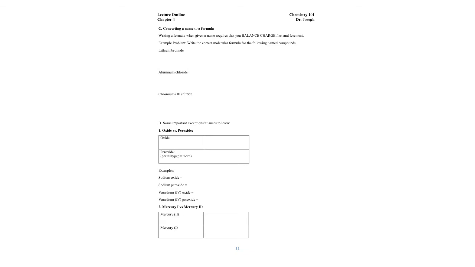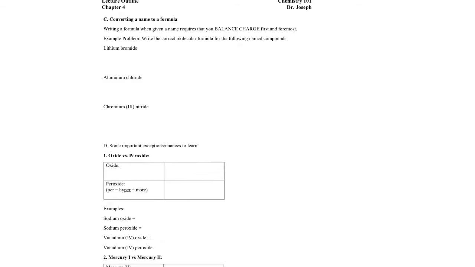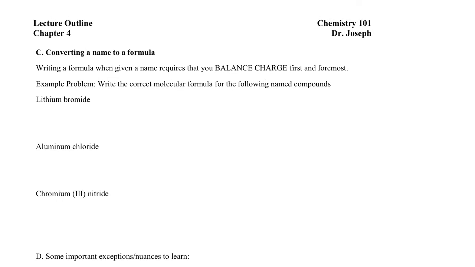Welcome back, everybody. We're going to be continuing our lesson here on nomenclature, and I'm here on the Chapter 4 lecture note outline in Part C, which deals with converting a name into a formula. So we just learned how to do the opposite of this. What we learned how to do was look at a formula and determine what its name should be. Now we're going to go backwards. We're going to take a name and write a formula.